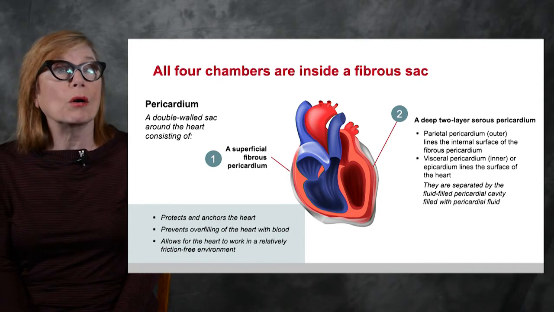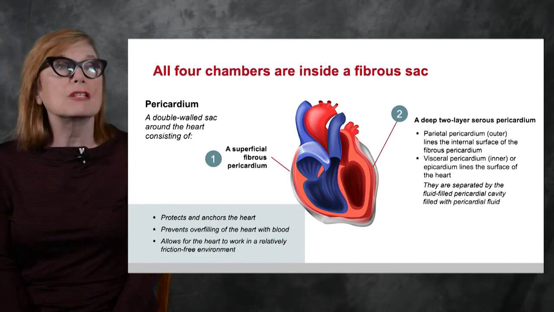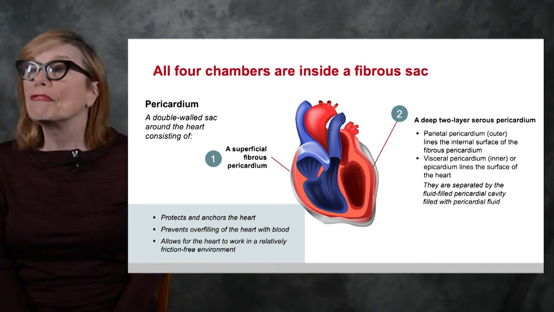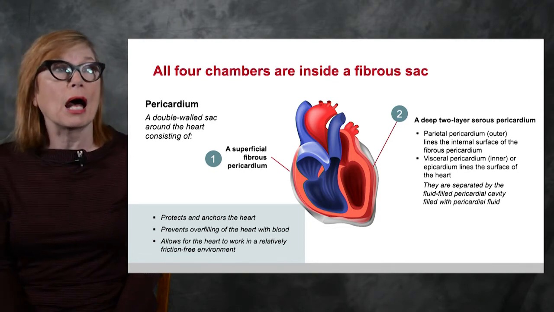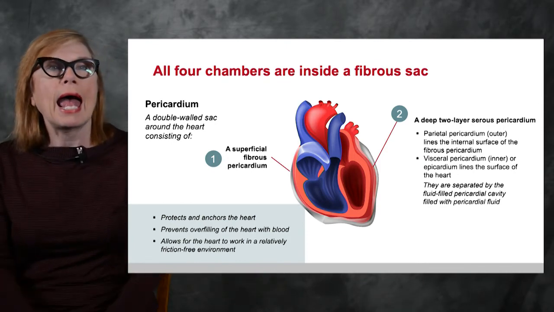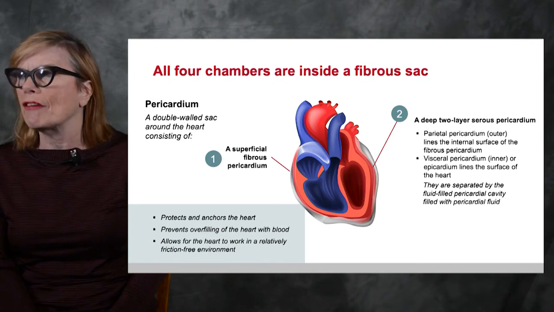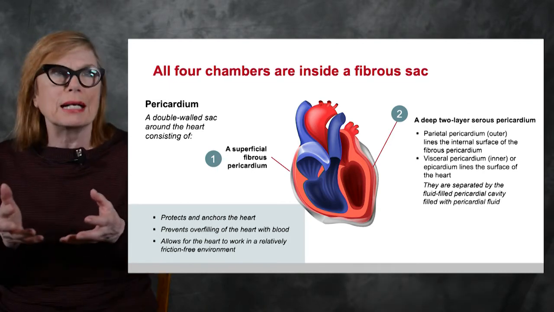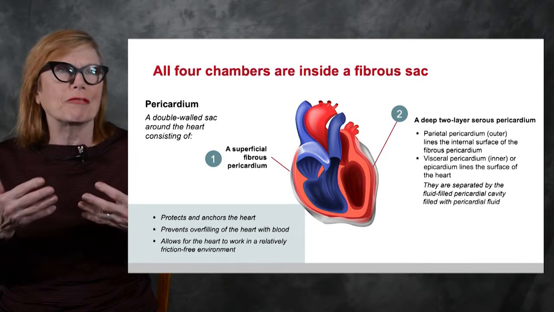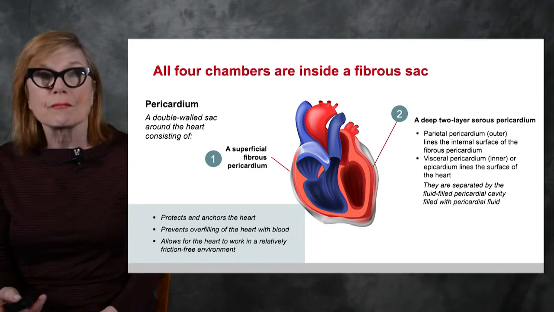So very important to remind ourselves, the role of the pericardial sac is to protect and anchor the heart, prevent the heart from overfilling with blood because it will eventually reach the point that it can no longer fill, and also allow the heart to work in a friction-free environment. That pericardial fluid is designed to keep the heart friction-free during filling and ejection.